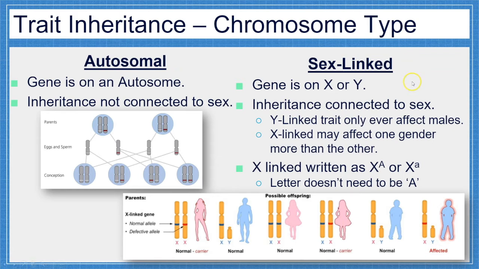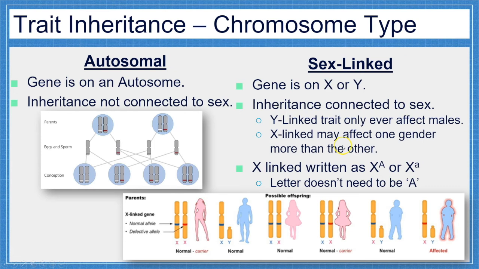Now, if you're talking about a trait that is X-linked, you will see it written more like this. Instead of just a capital or a lowercase letter to represent dominant or recessive, you have to represent that it's also on the X chromosome. So you write a big X, and then as a superscripted letter, you write either a big A or a little a, or whatever letter you're using. It doesn't have to be an A. And so that's how you represent it. Whether the X has the dominant version or the recessive version, this is how we write it.